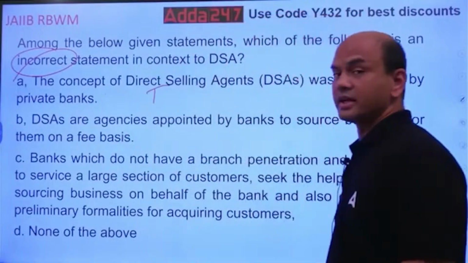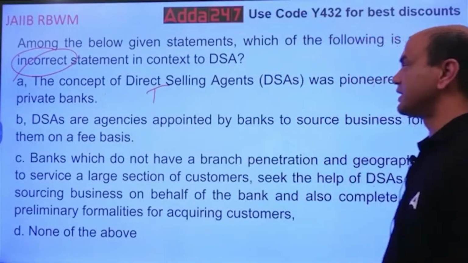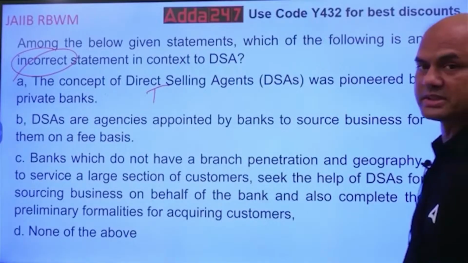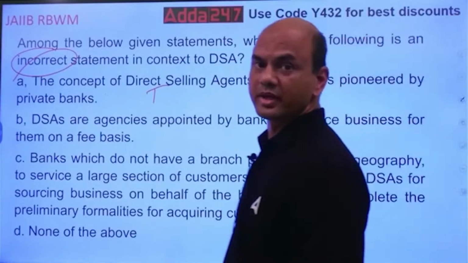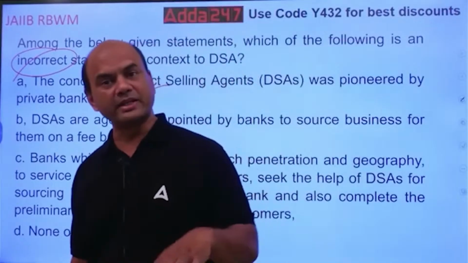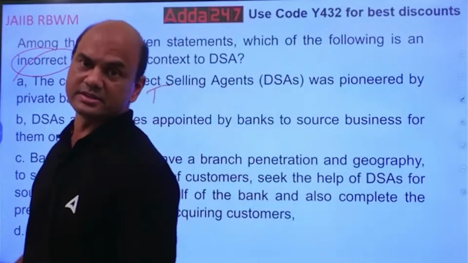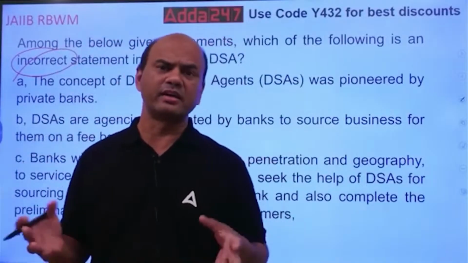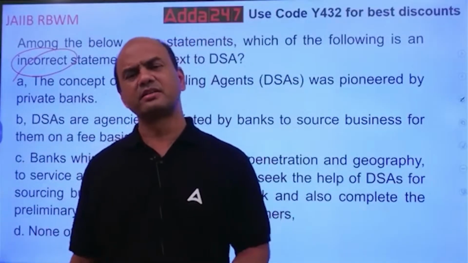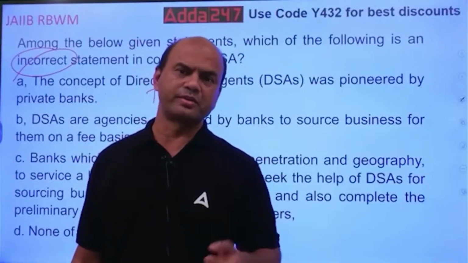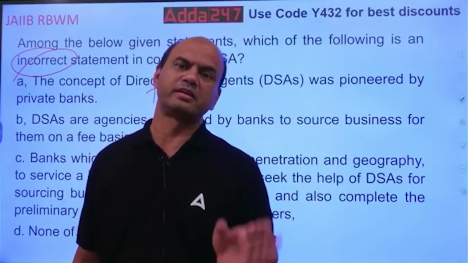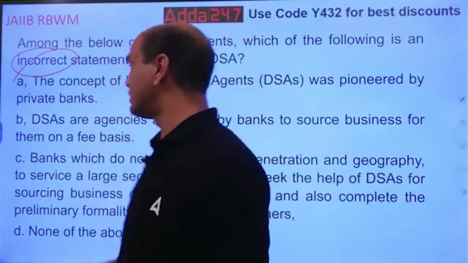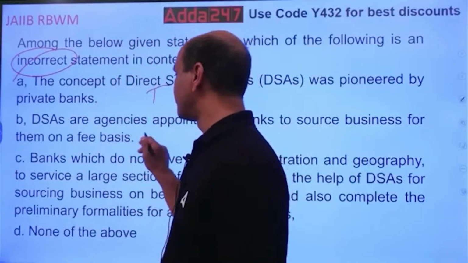DSAs are, you want the incorrect one. DSAs are agencies appointed by the banks to source business for them on fee basis. So DSAs are appointed by the banks. These are the private agencies. These private agencies act as an agent, simple agent. They collect the documents from the customers and give it to the bank on the fee basis. So these are on fee basis. So that is also true.